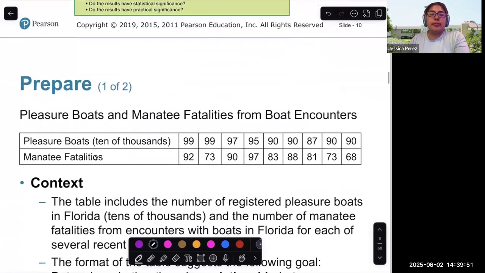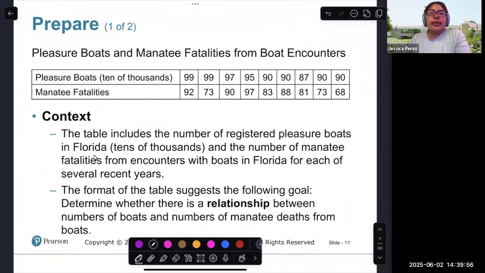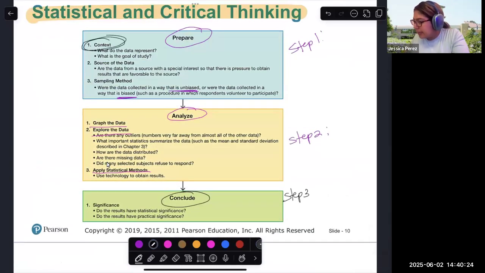So let's look at the first part. Here we have a sample. Let's look at the preparing portion. Pleasure boats and manatee fatalities from a boat encounter. So here we have a relationship between pleasure boats, in tens of thousands, and manatee fatalities. So let's look at this context, because that's the first part, to prepare the data. What context? So we're following pretty much this data.